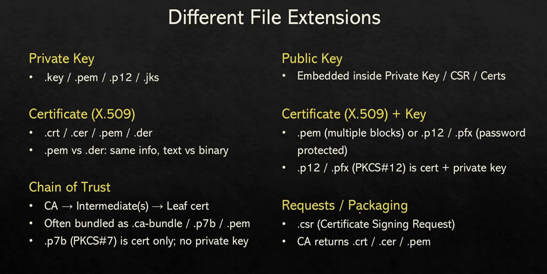Finally, the requests or packaging. So we discussed the CSR, right? The certificate signing request. This is another file extension. They are usually .csr files. CAs use these CSR files and they return the cert, .cer, or .pem files. Hope this is clear.